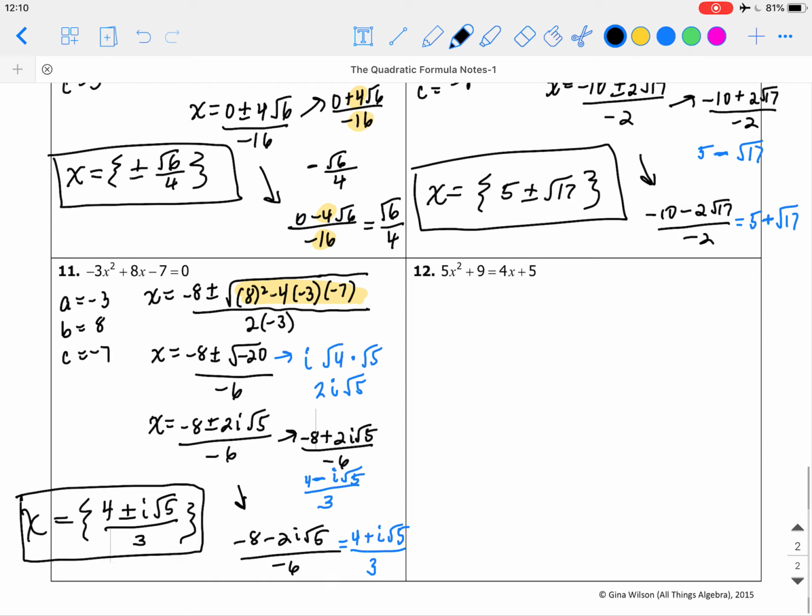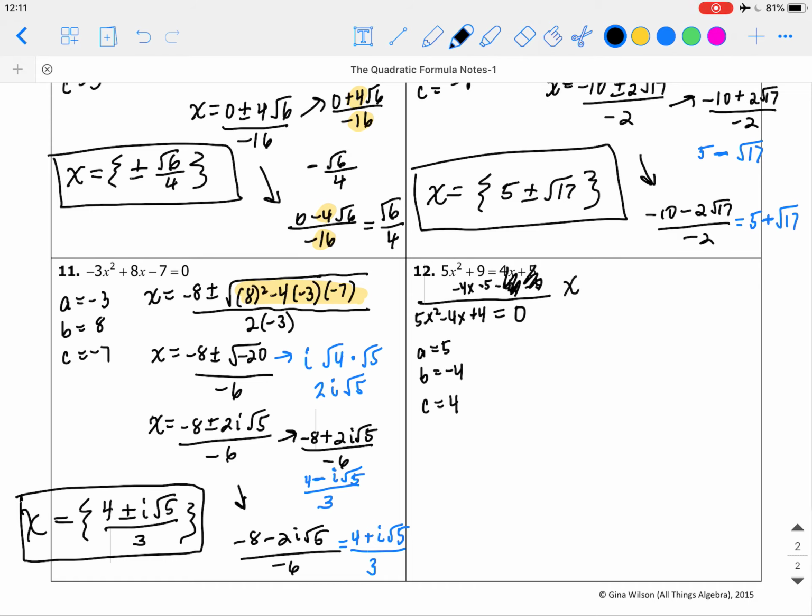Okay, and last one. So clearly not equal to 0. I need to move over the 4x and the 5. They're both positive, so I'm going to subtract both over. So minus 4x, there's nothing really to combine it with over here, so I'm just going to write it in the middle. And the 5 is a positive 5, so I'm going to subtract it, and I'm going to combine it with the 9, since they're both constants. So I will have a 0 on this side. I have 5x squared minus 4x, and 9 minus 5 gives me 4. Okay, so I have my a, b, and c. So a is 5, b is negative 4, and c is 4.